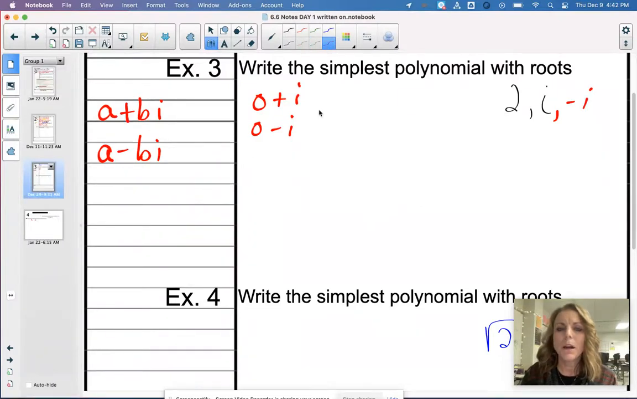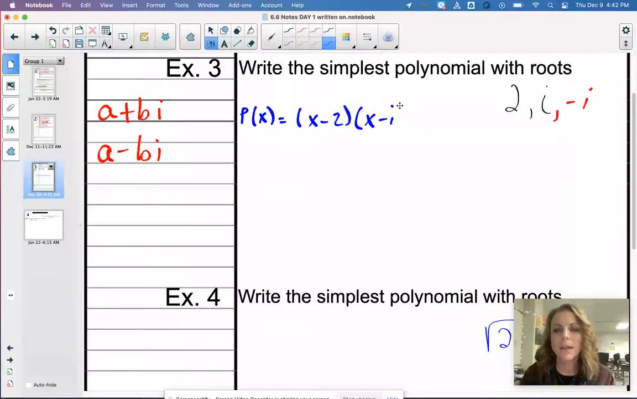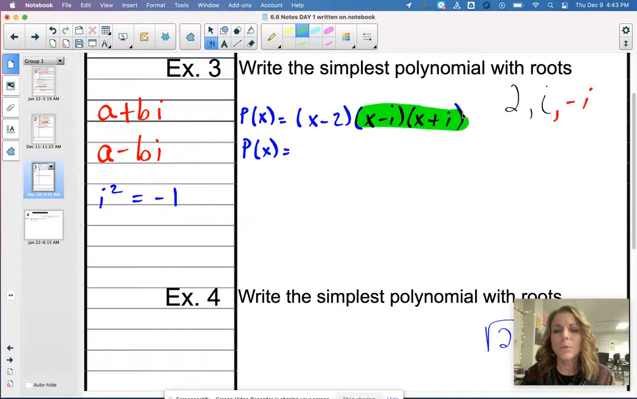And now we're ready to write out our polynomial. x minus 2, x minus i, and x minus a minus i is x plus i. What's going to happen here is we're going to be multiplying i's together, and we're going to get i squared. And we need to remember that that equals negative 1. So now comes the helpful suggestion here. When we're dealing with imaginary roots, you want to FOIL the imaginary factors together first.